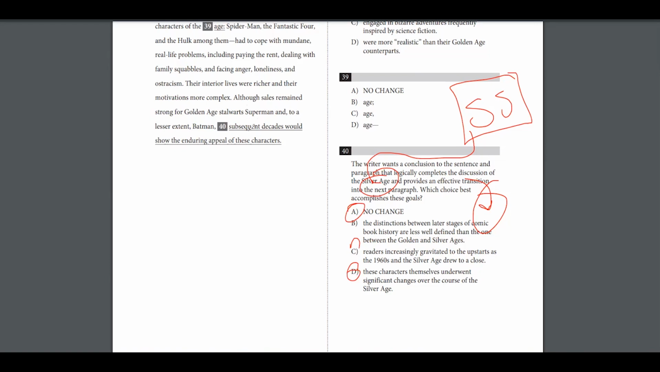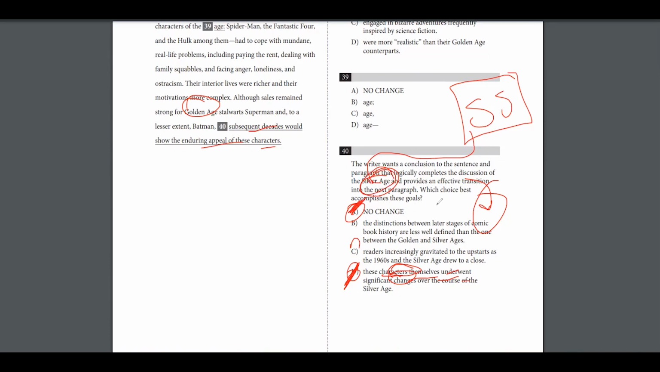It says, "subsequent decades showing the appeal of these characteristics." That's the Golden Age, man. "These characters themselves underwent significant changes in the Silver Age." No, man. We're talking about not the Golden Age, but the Silver Age, right? And so those are incorrect because they don't meet the first part of Simon Says, which is Silver Age stuff.